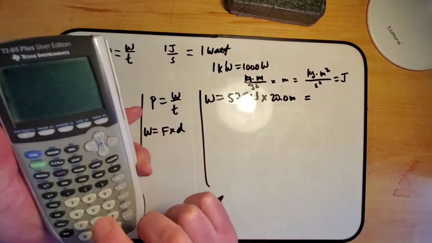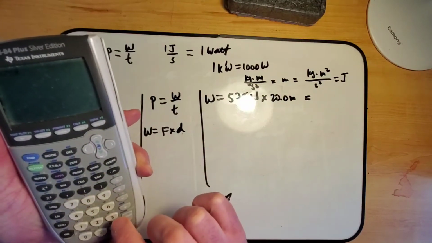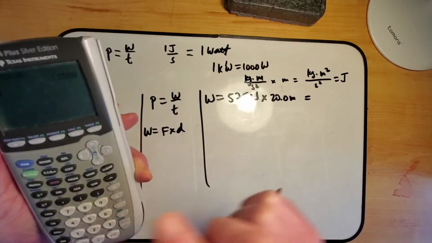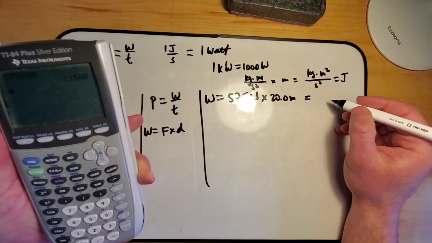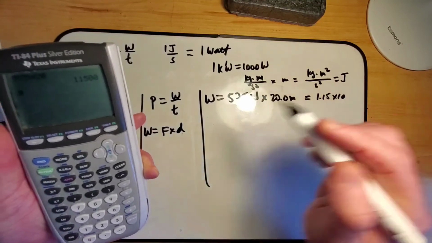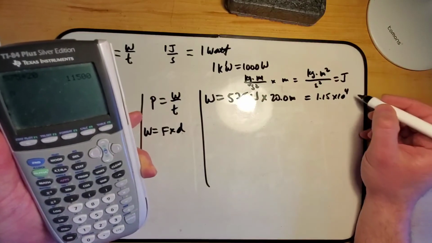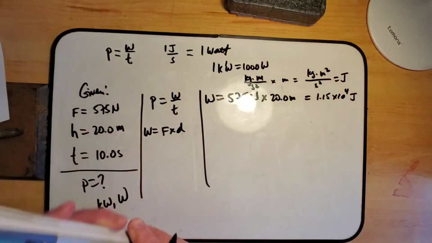So let me get the answer here. I'm going to plug in 575 times 20. I have 3 significant figures in both numbers. So I get 1.15 times 10 to the positive 4. I move the decimal 4 times, and that will be in joules.